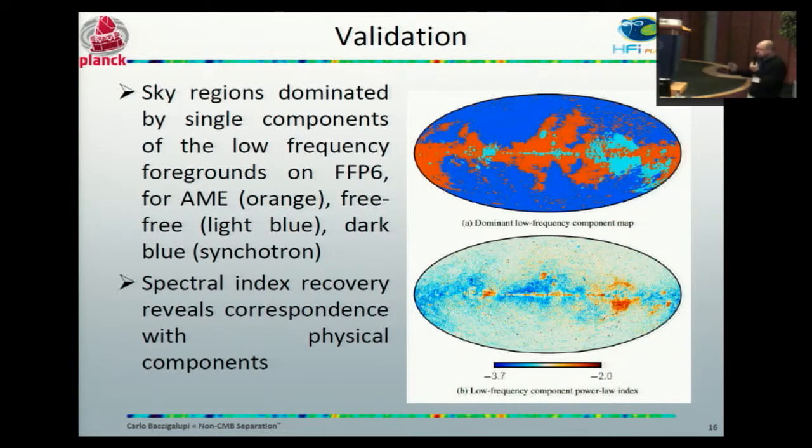This is one bit of extra investigation for the low frequency components, which in this paper are described as a single power law, to show again on simulations that the parametrization, the mixing matrix, actually tracks physical components. You see here in this scheme in orange, in the full focal plane 6 simulations, the regions in which the different low frequency components dominate. And then you can compare with the spectral index delivered by the fitting procedure, and actually see the correspondence between the result of the fitting and the actual regions in which different emissions dominate, which still needs to be properly addressed and quantified, probably in specific papers.